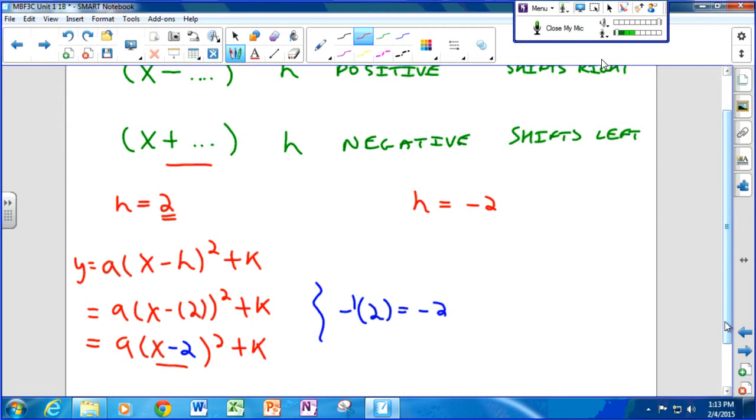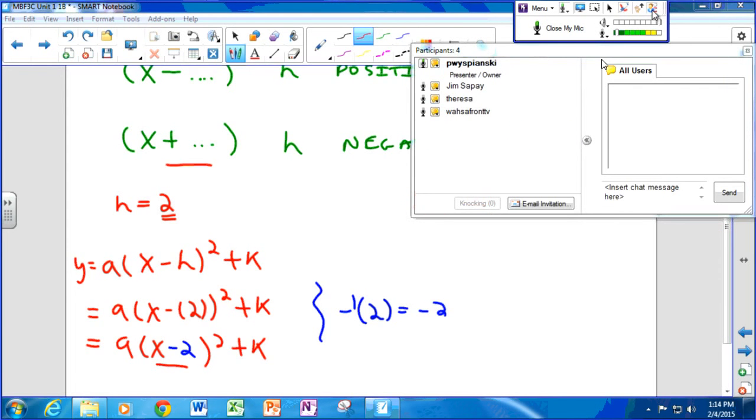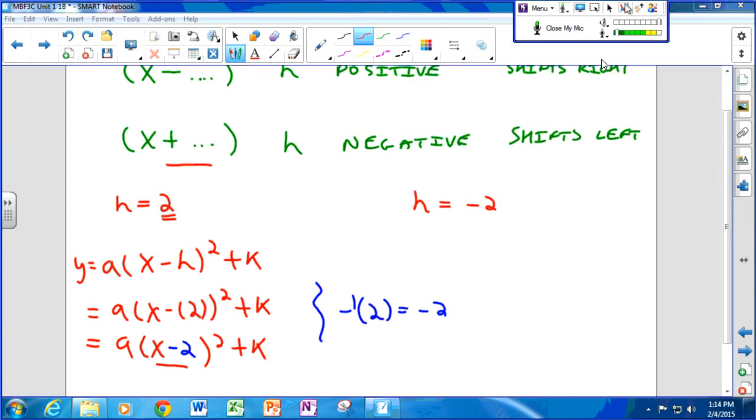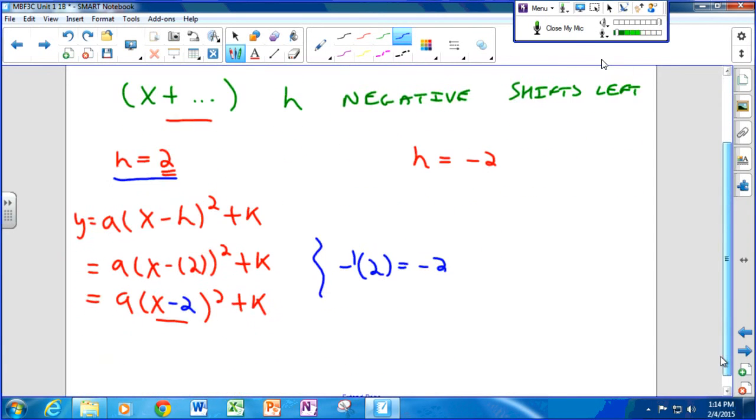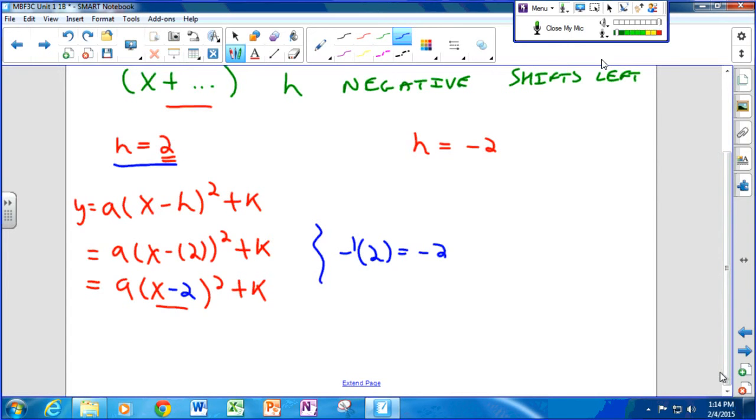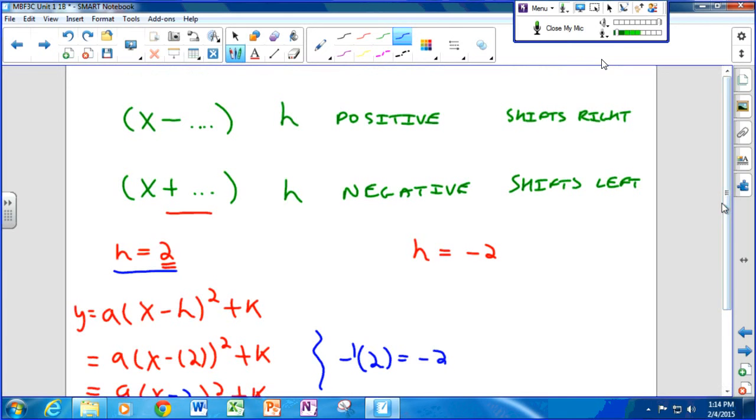Okay, great. And so what I was just showing there was how we have. Okay, I see Teresa on there now on Smart Bridget. And so this is why, if our h is positive, then when we plug it into the standard or the vertex form of the parabola, we end up with an x minus whatever the value of h was. And that's this case right here. So our h is positive, and it means that our parabola shifts right by 2 units.